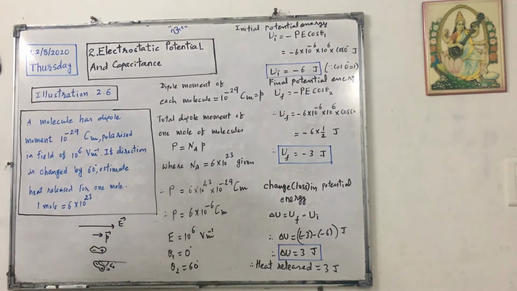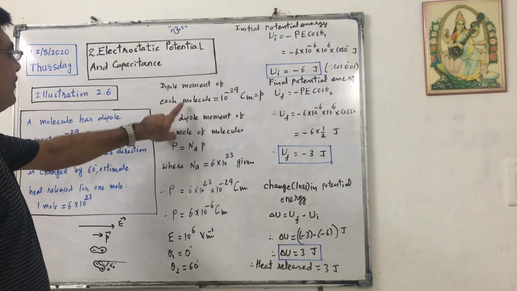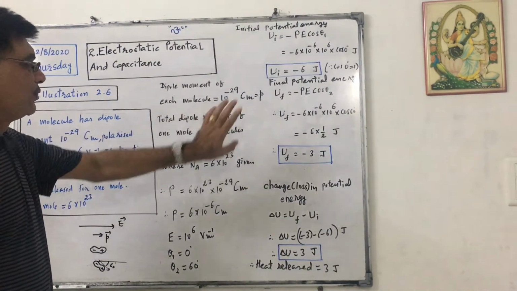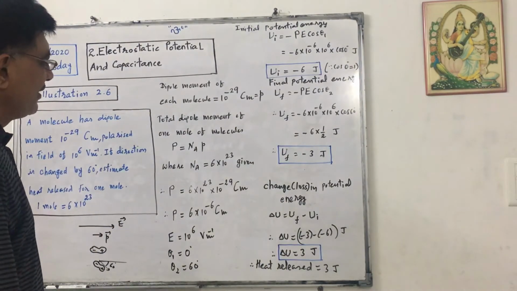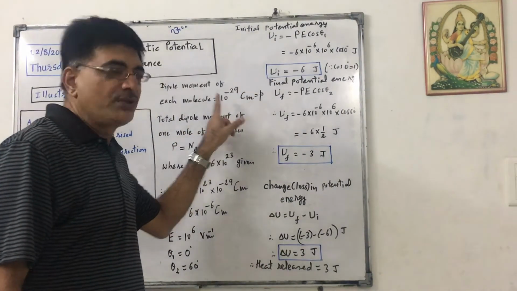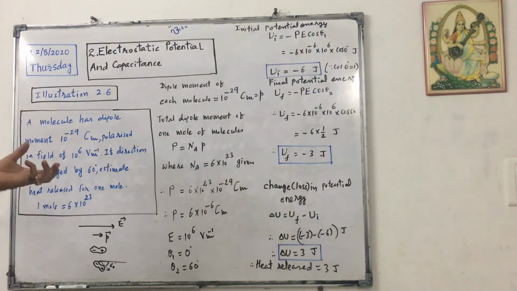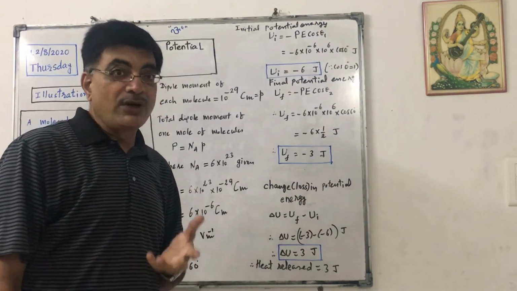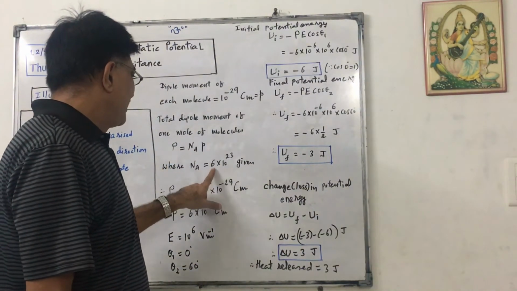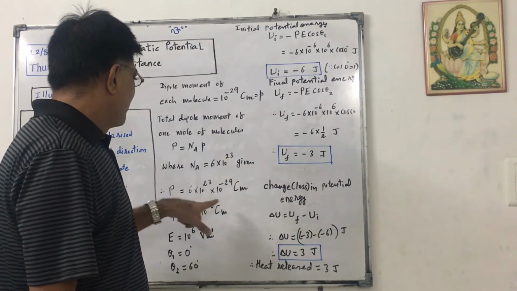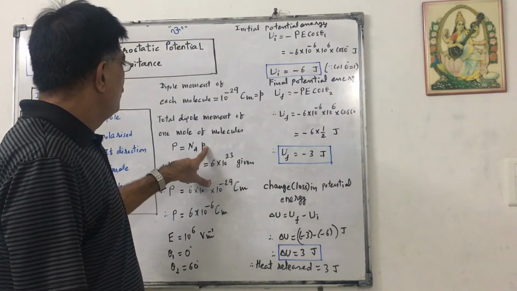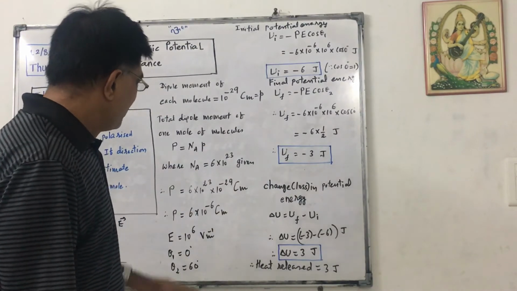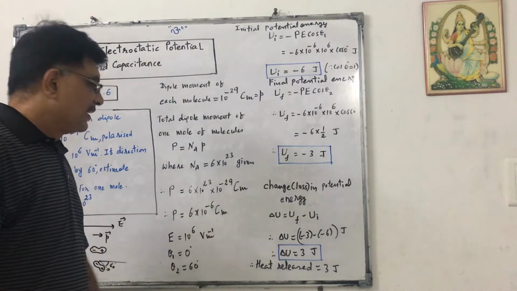6.0225 into 10 raised to 23 we can take, but they have given 6 into 10 raised to 23 as approximate value. Okay, so dipole moment of each molecule is 10 raised to minus 29 coulomb into meter. Say it as small p. Here I have not drawn vector on it because this is magnitude. Okay, the total dipole moment of 1 mole of molecules. Now how many molecules in 1 mole? Equals to Avogadro number. So Na into P. Na is given 6 into 10 raised to 23. So 6 into 10 raised to 23 into P, that is 10 raised to minus 29. So that is 6 into 10 raised to minus 6 coulomb into meter.